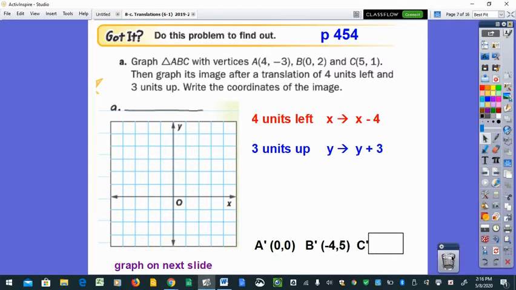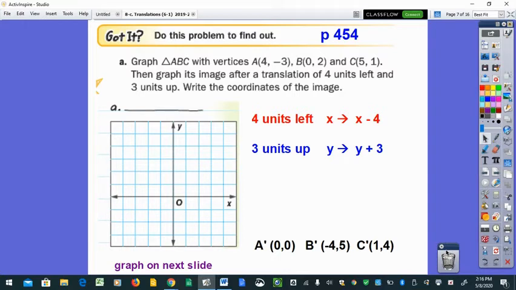And your B prime is going to be at -4, 5 up here. And then take 5 as your X coordinate, subtract 4. Your new C prime X would be 1. Put in the 1 for Y, add 3, and there would be your new Y.